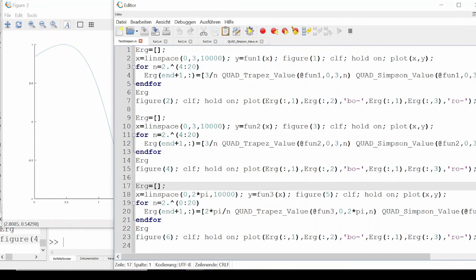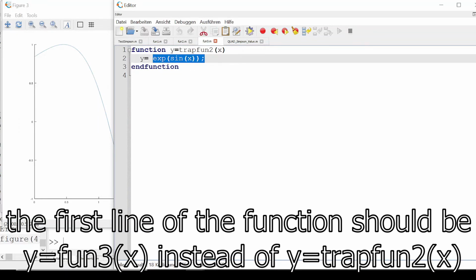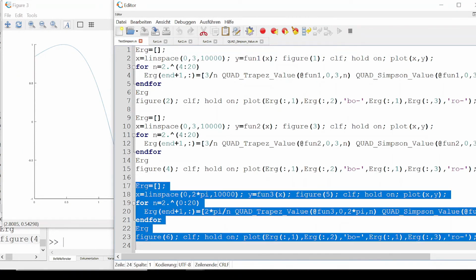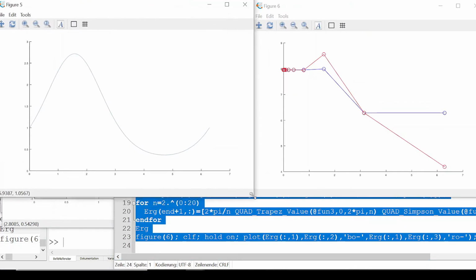Okay, let's check our third example. Here we are working with function 3. It's exponential of sine x. Last time we had sine of exponential of x. And now let's check what will happen. We have a periodic function. Sine is periodic, so exponential of sine is also periodic. The period is 2 pi, and we work with the integration interval 0 to 2 pi, and so we get that function. And in this case, we are in the superconvergent case of the trapezoidal rule.